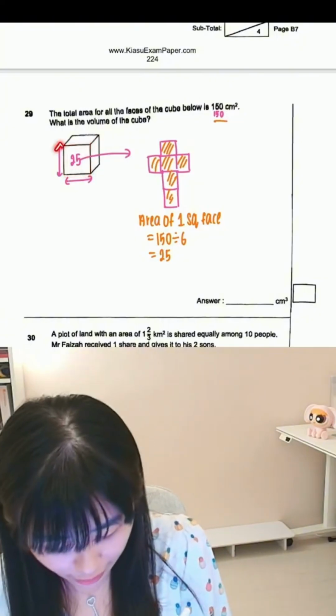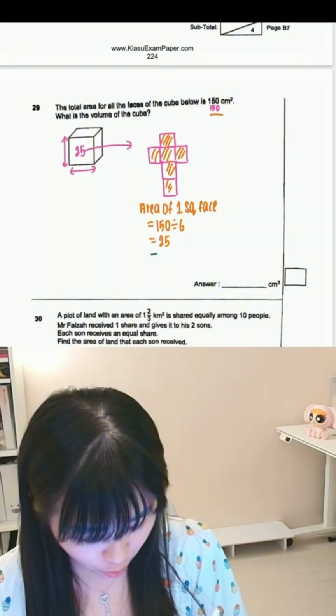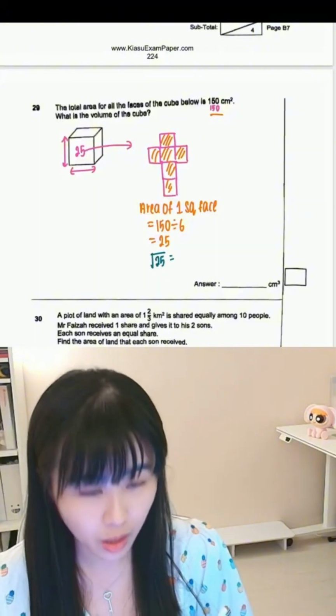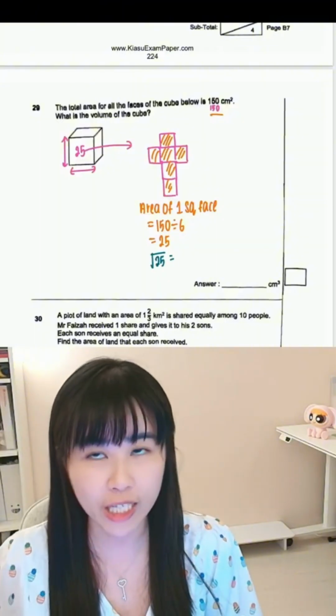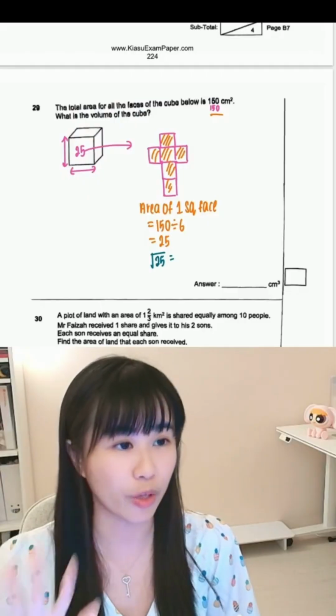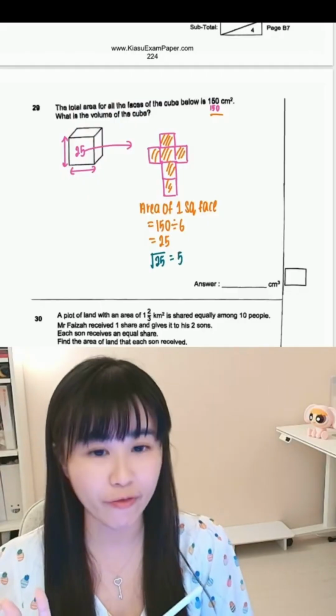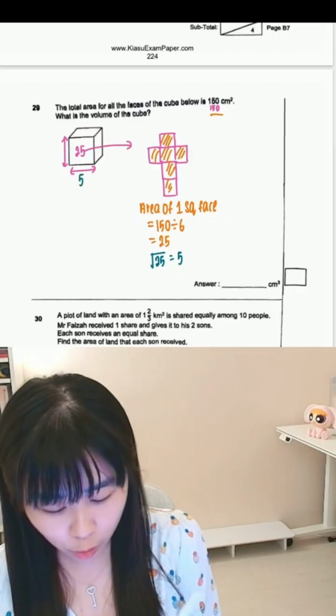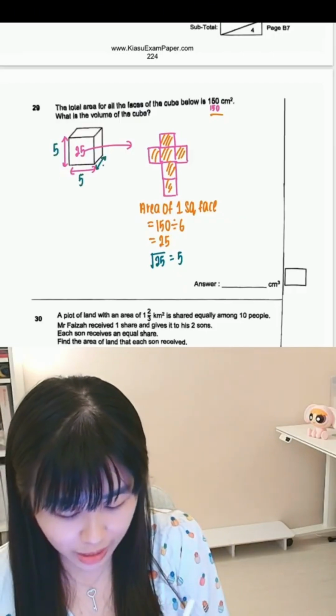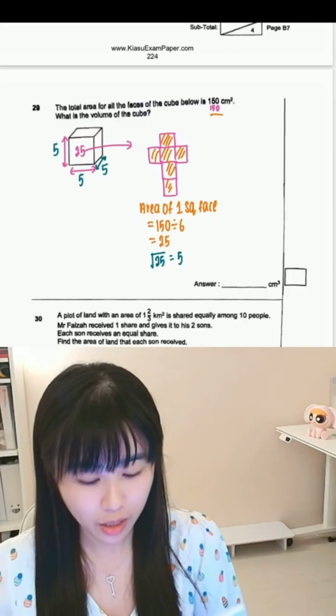how do you find the length? How do we call it? Square root. Yeah, but this is paper 1, so you cannot use a calculator to square root. You just have to know what times what same number gives you 25. So you should know 5 times 5 gives you 25. So the length is 5, and it's a cube, which means all the lengths are the same. So 5 times 5 times 5.